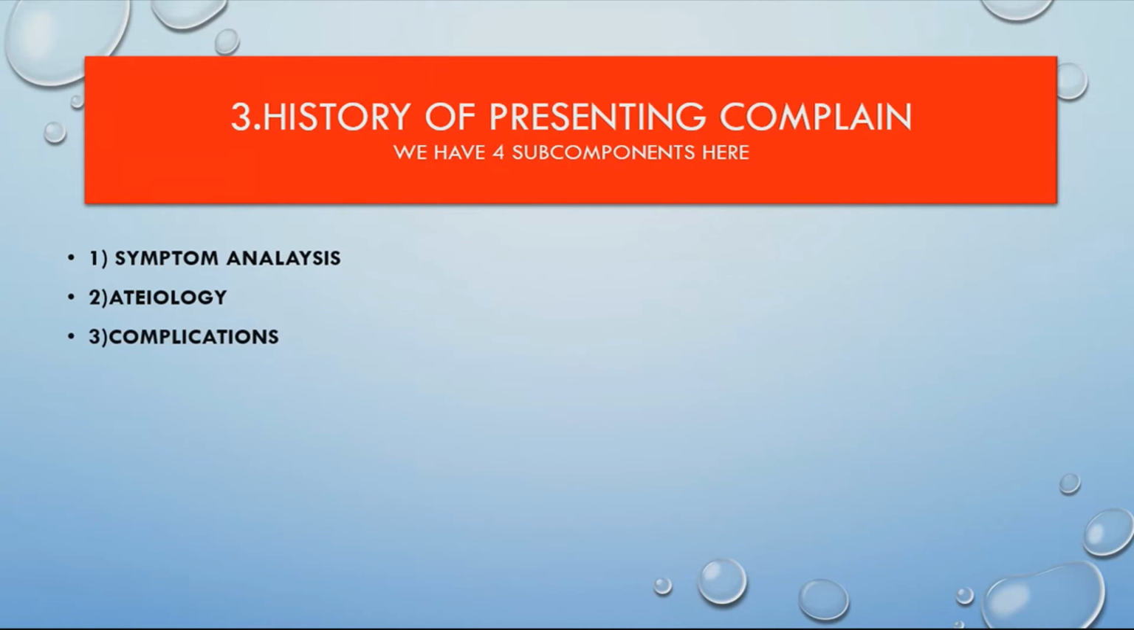Third one is complication. After symptom analysis and etiology, we might have come to 80 to 90% of the diagnosis or differential diagnosis. Then we can ask about complications regarding those diseases. Then the final one is investigation and treatment up to now. These are the four components we consider in the history of presenting complaint. If we use them carefully, we can come to a diagnosis or differential diagnosis 80 to 90%. That's enough.